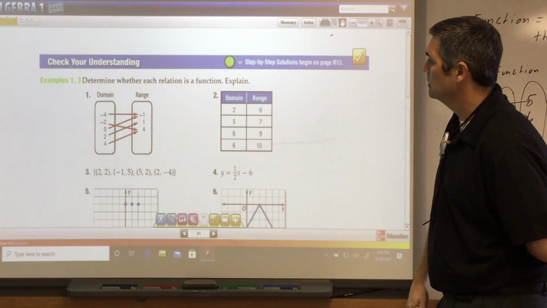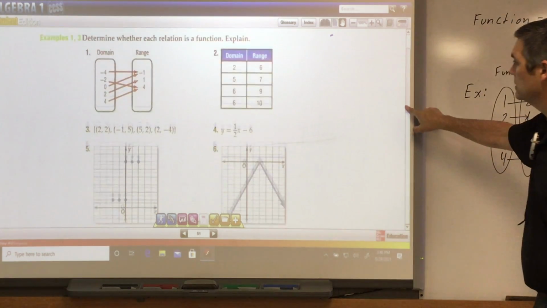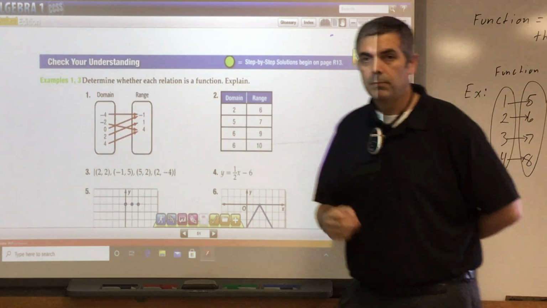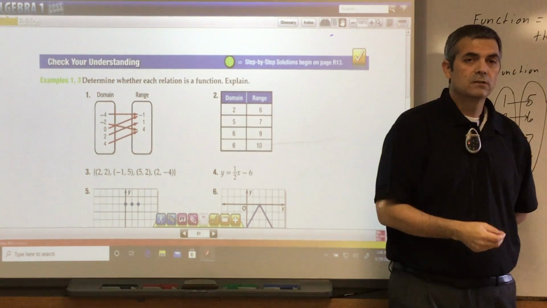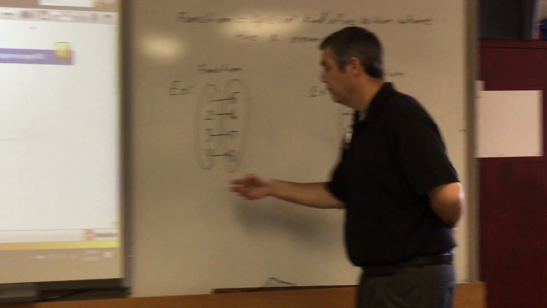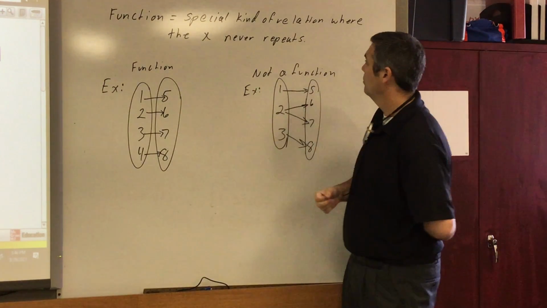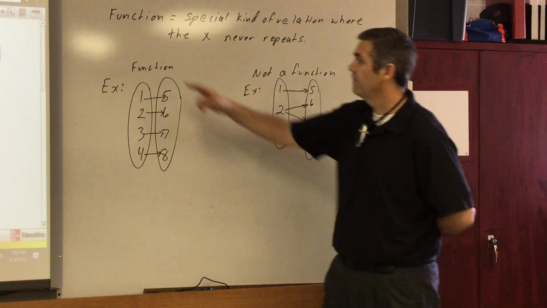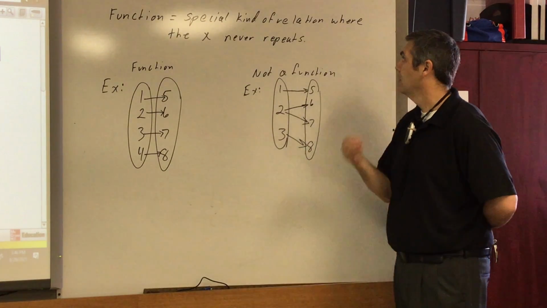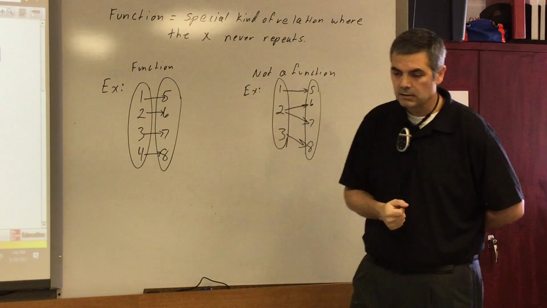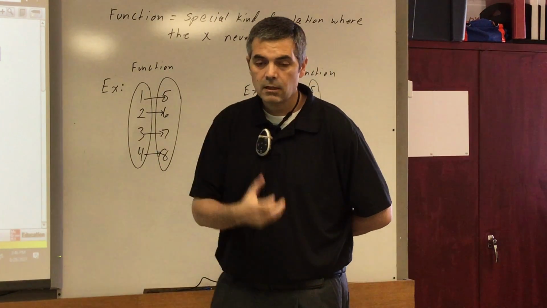I think that's it. Yeah, the rest of it is just checking. Okay, so yeah, be aware of it. Understand what a function is. Be able to identify a function. Be able to use the vertical line test. Remember, a function is just a special kind of relation where the x never repeats. If you have any questions about this, let me know.